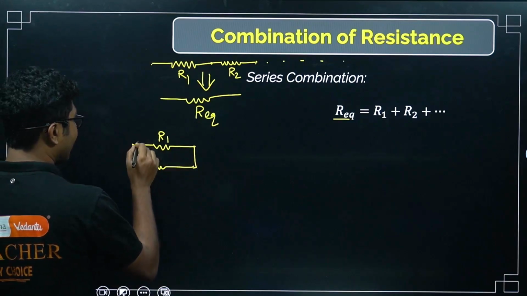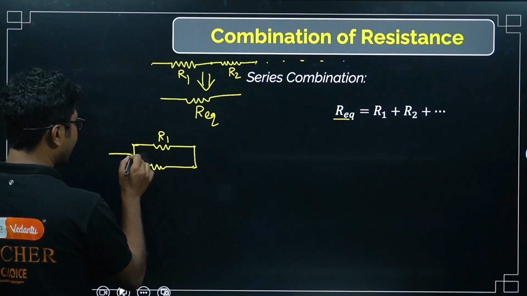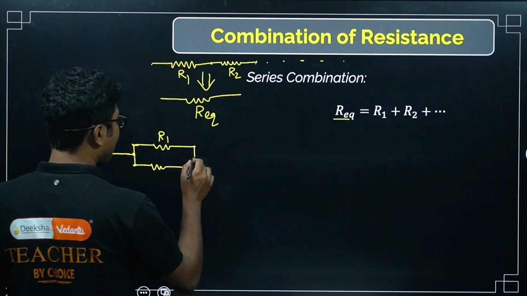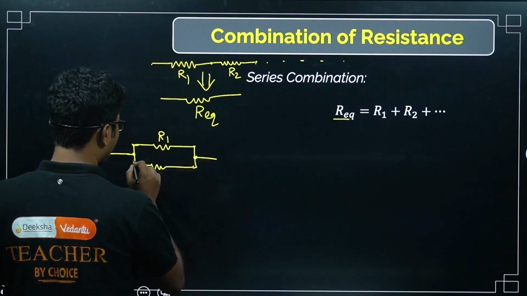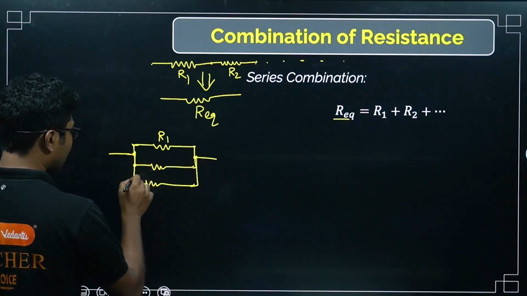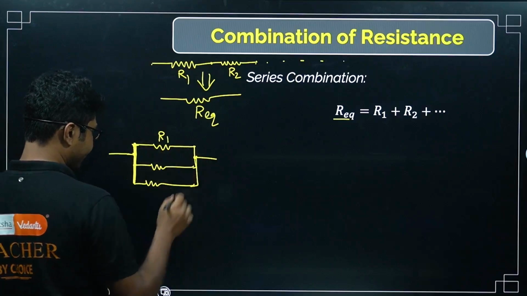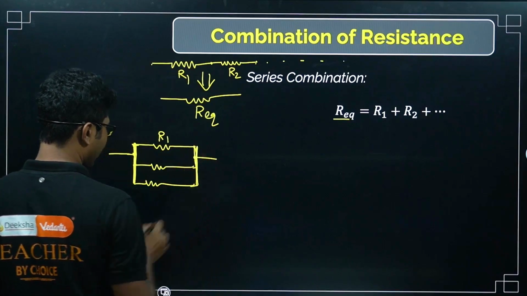Each resistance starts from the same point, and they end at the same point. If there are multiple resistances, they are all connected, so they are all starting at this point and they are all ending at this point.